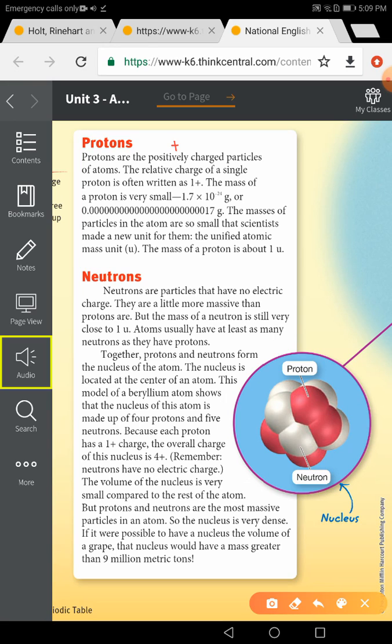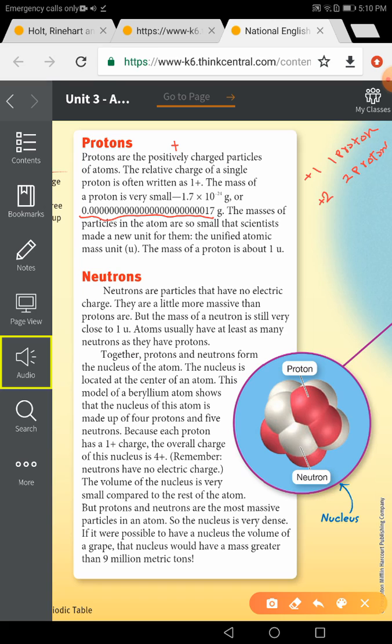The relative charge of a single proton is often written as positive 1. So if we have one proton, that means positive 1. Two protons, positive 2, right? Very good. Now, the mass of a proton is very small. It's about 1.7 times 10 to the power of negative 24 gram. It's so small, as you see this number.